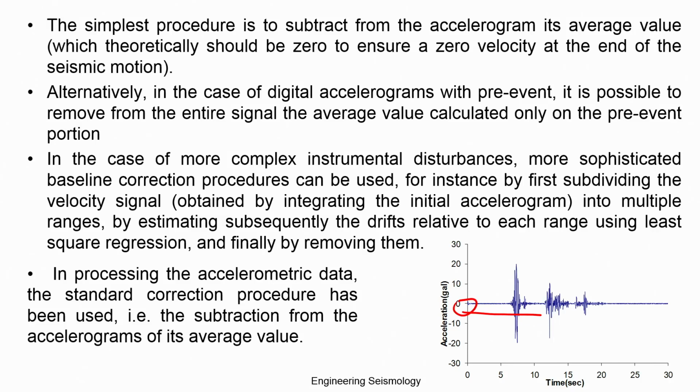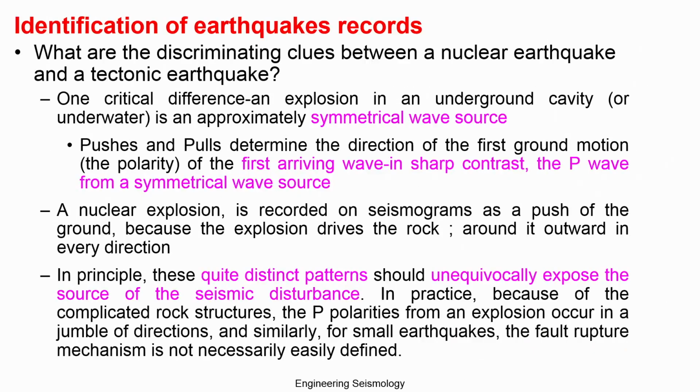So in the processing of accelerometric data, the standard correction procedure has been used, subtracting the average value from the accelerogram. Finally, you get corrected data like this. This is the baseline corrected data. Once you correct your data, the next step is to identify whether this particular data is from an earthquake or an explosion. That is the next step.